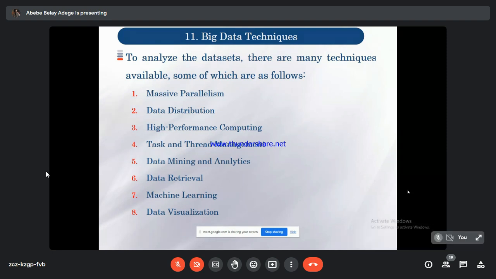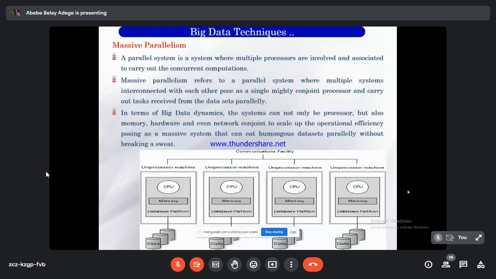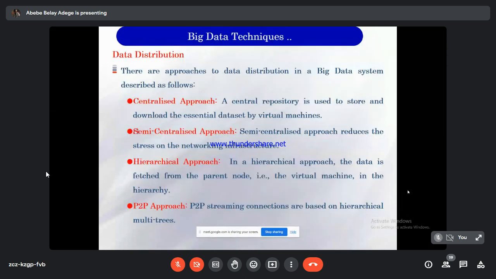If we say massive parallelism, a lot of tasks can be processed in parallel using a number of independent memories, and then we can integrate them at the end. That is called massive parallelism. It is usually used for distributed computing systems, and it is not that much recommended for current working environments. And there is also data distribution.